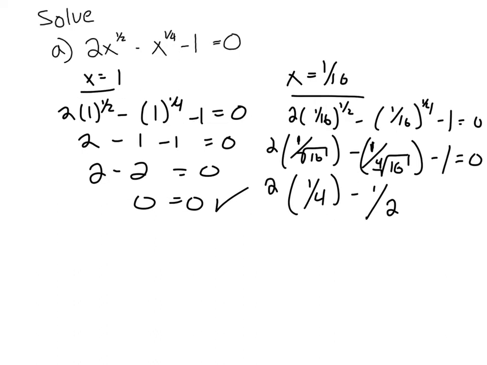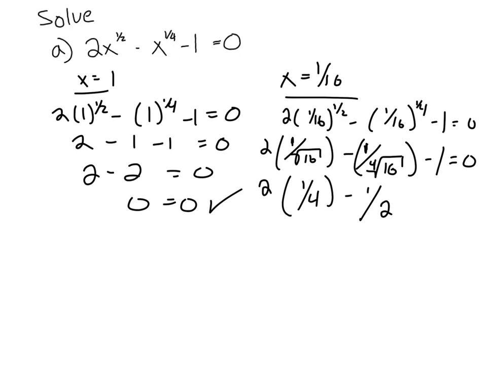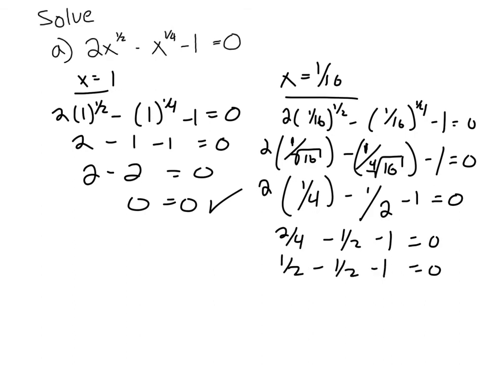Okay, so this minus 1 equals 0. Alright, so let's see. So 2/4, so we end up having 2/4 minus 1/2 minus 1 equals 0. 2/4 same as 1/2, minus 1/2 minus 1 equals 0. Okay, so 1/2 minus 1/2, those two cancel. So you end up with -1 equals 0. Alright, and that's not true, right?